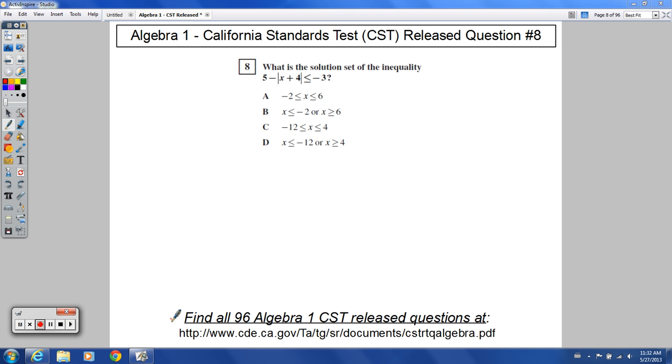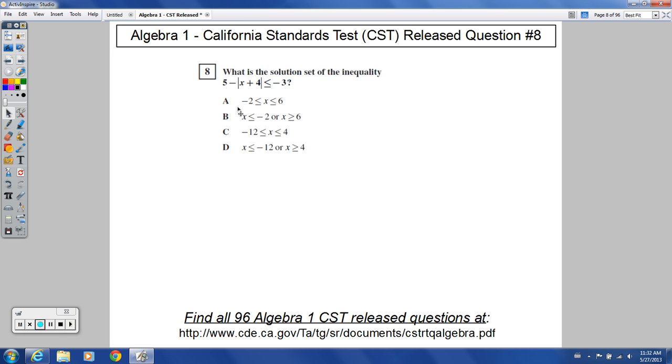Hello and welcome to Algebra 1 CST release question number 8. It says, what is the solution set of the inequality 5 minus the absolute value of x plus 4 is less than or equal to negative 3? And so I'm going to do that one.